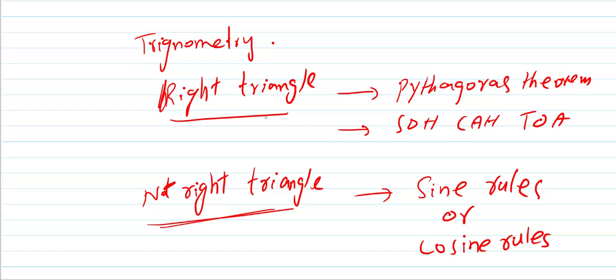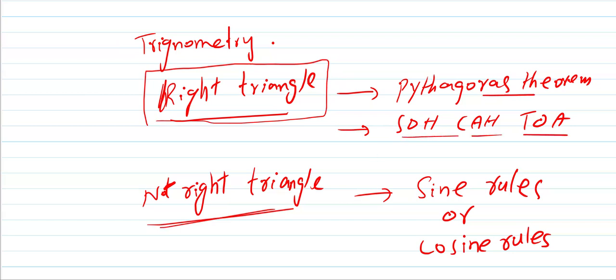So that is the first point everybody should fix in the mind. If we have a right triangle, meaning a triangle with 90 degrees, we will use the Pythagoras theorem or Sohcahtoa. What is that? I will let you know. And if the triangle is not a right triangle, we will use either sine rules or cosine rules. Meaning any triangle other than right, we will go with them. Now, let's first start with the right triangle.